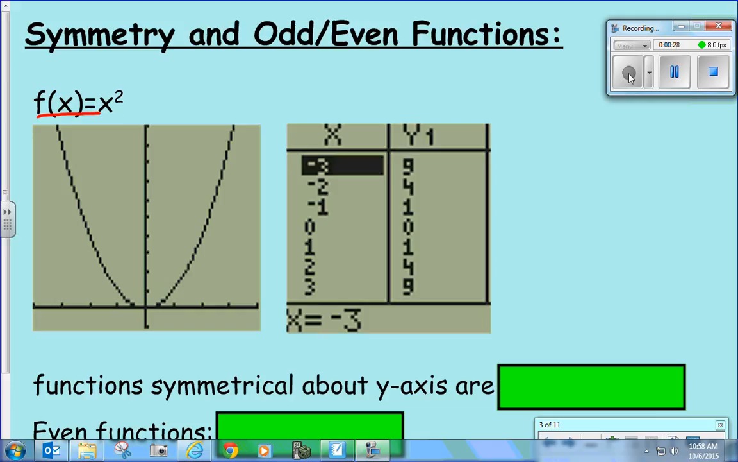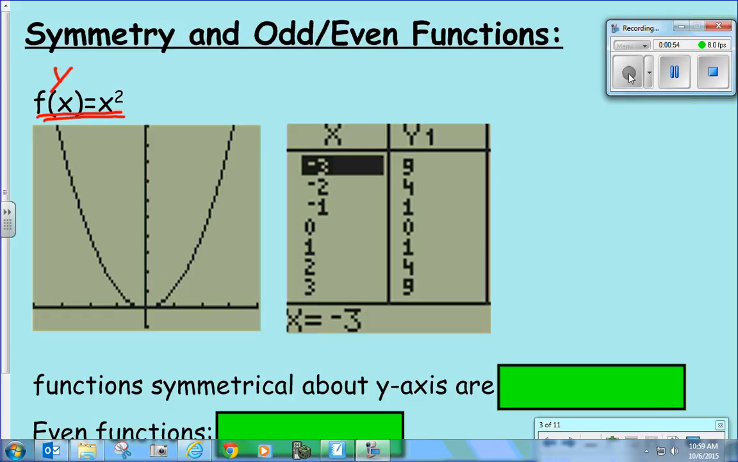By the way, you guys know that f of x is also the same as what? Y. Perfect. Now, how can I tell if a function is even or odd just by looking at the graph? That has to do with symmetry. What is symmetry? The line of symmetry is the line that goes through the vertex.